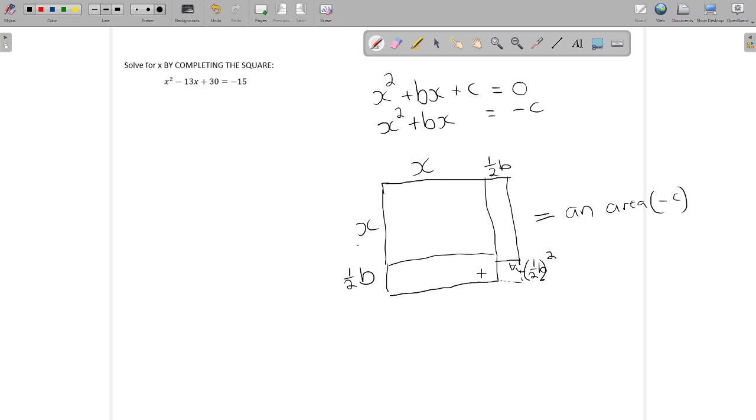Now why this is important is that in this form you cannot isolate x, but maybe if instead you think about it as an area, on this side you have x plus a half b times x plus a half b, that's x plus a half b squared, which is the same as the area minus this little square that we did not include.